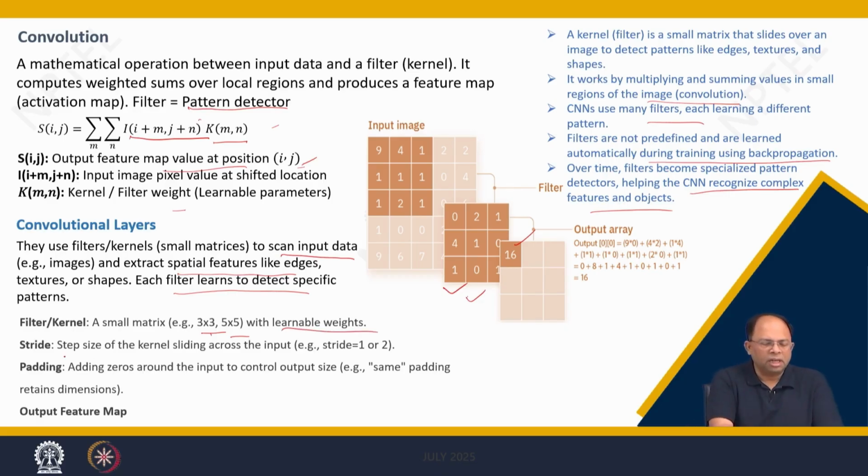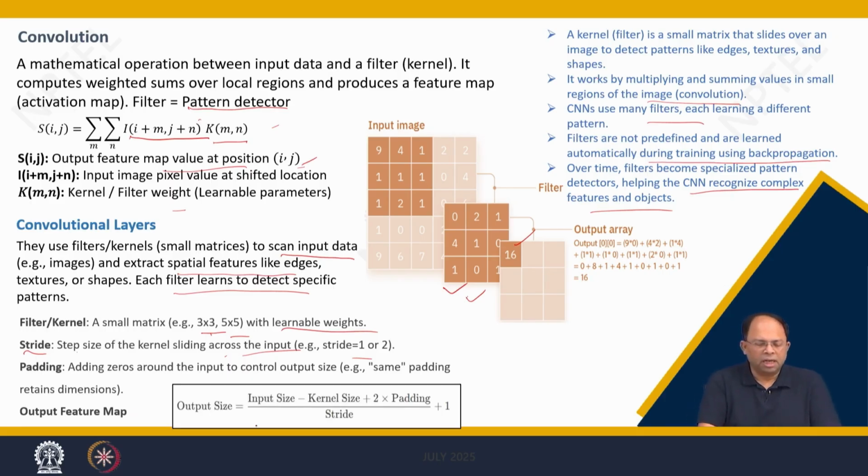How this filter moves across is decided by stride, which is the step size of the kernel sliding across the input. Strides could be 1 or 2. We will just show that in the next slide. And then we can also add zeros around the input to control the output size, which results in retaining the same dimension of the output as the input. Finally we get the output feature map, and the total output size is basically input size minus kernel size plus 2 times padding, divided by stride, and overall we add 1 to it.